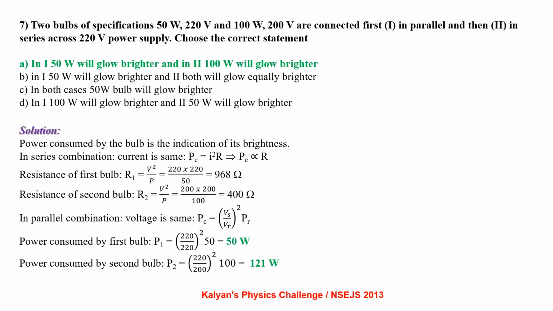In parallel combination the voltage is same, so power consumed equal to V supply by V rated whole square into power rated. Power consumed by the first bulb P1 equal to 220 by 220 whole square into 50, that comes out to be 50 watt. Power consumed by the second bulb P2 equal to 220 by 200 whole square into 100, that comes out to be 121 watt. So statement A is correct.